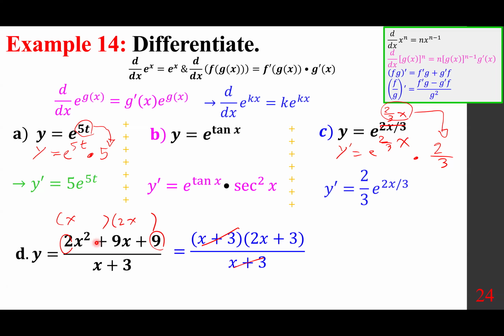If this is supposed to be simplified, it must have a factor of x plus 3. So if I'm working on this, I try with the factor of x plus 3, because if it doesn't have that factor, it can't be simplified. So I try it with x plus 3. And of course, 2x plus 3, its derivative is simply 2.